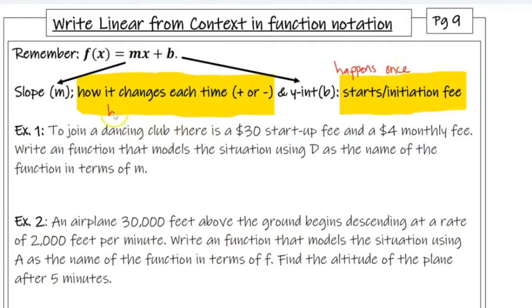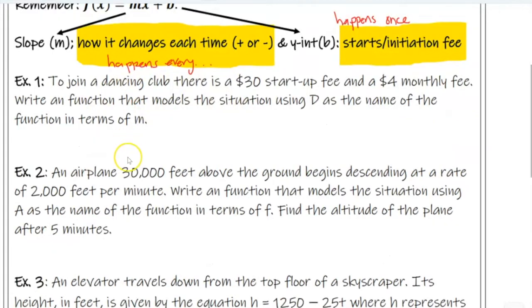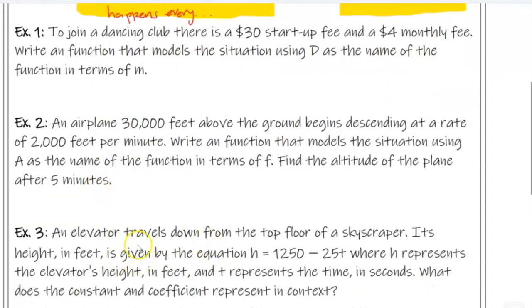And then your slope, how it changes each time, what you're adding or subtracting, happens every month, every hour, every day, every week. It just happens more than one time. So that's going to be how you remember which is which. And all you're going to do is write the function mx plus b. So I'm going to do example 1 and 2, and then you're going to do example 3. So watch me do 1 at least, and then as I do 2, you can do 3.